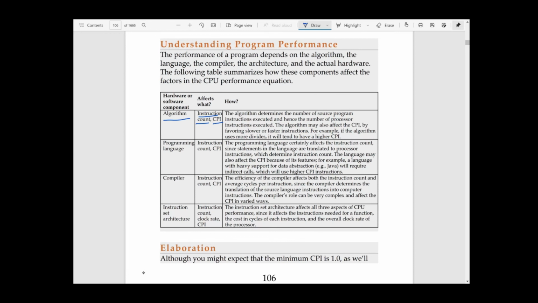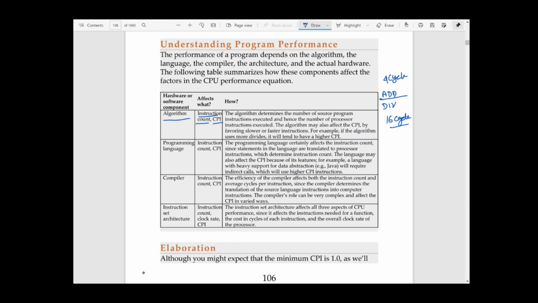CPI, or cycles per instruction, may also increase or decrease, because I think I have not explained this point in class yet, but very soon we'll explain that there are different types of arithmetic instructions possible. Maybe add and division. But when you go for an add instruction, suppose it takes 4 cycles, and in that case the division may take 16 cycles. It may be possible like this.